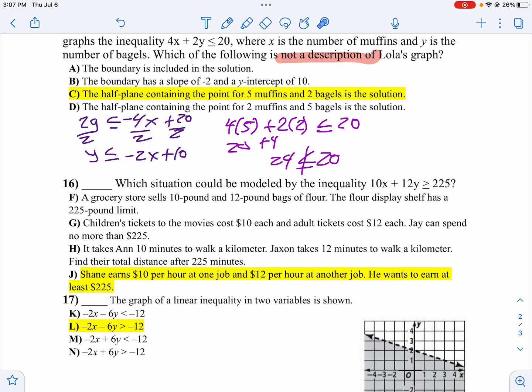Letter H, it takes Ann 10 minutes to walk a kilometer. Jackson takes 12 minutes to walk a kilometer. Find the total distance after 225 minutes. That wouldn't be an inequality, would it? Okay, so Shane earns $10 per hour at one job and $12 per hour at another job. He wants to earn at least 225. Oh, there's your at least. So the correct choice would be J on that one.